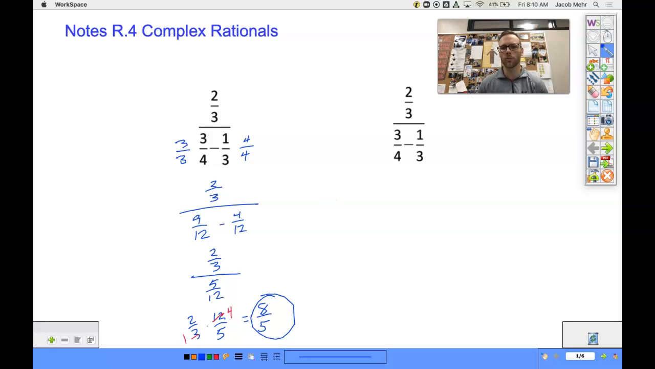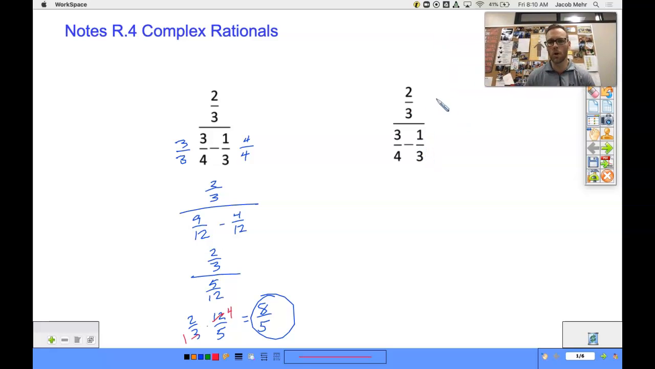So I do want to show you another route that we could take here, and it uses that LCD that we found so helpful, that least common denominator. When we take a look at the denominators of 3, 4, and 3, the least common denominator of those would be 12. So what I'm going to do is multiply the numerator and denominator by 12.